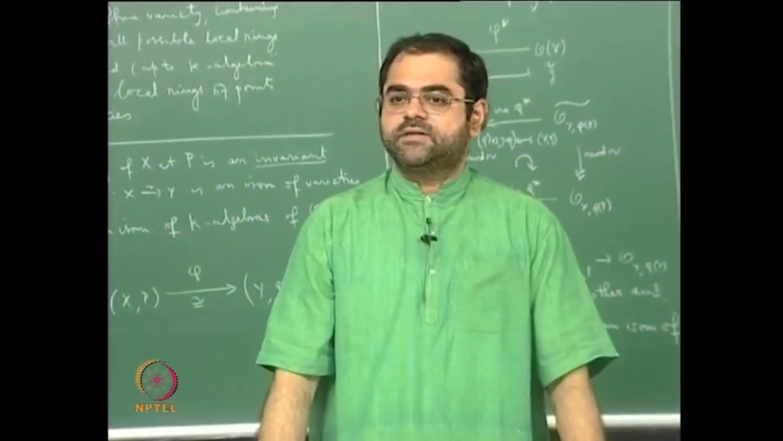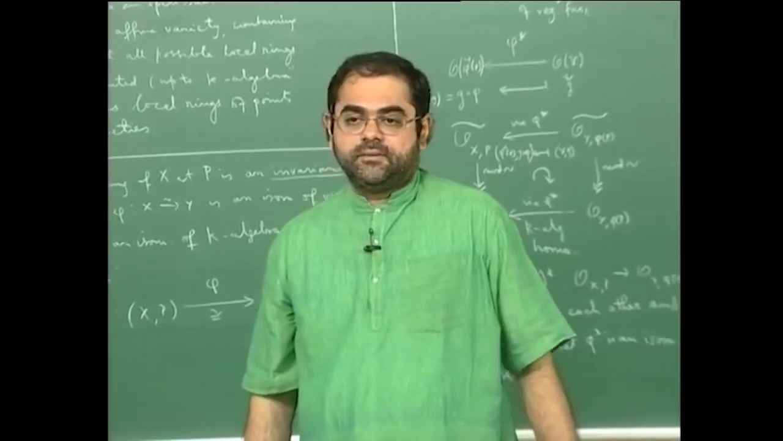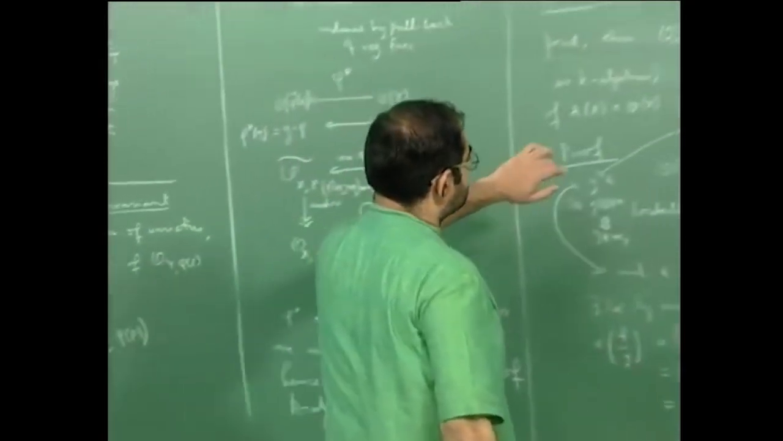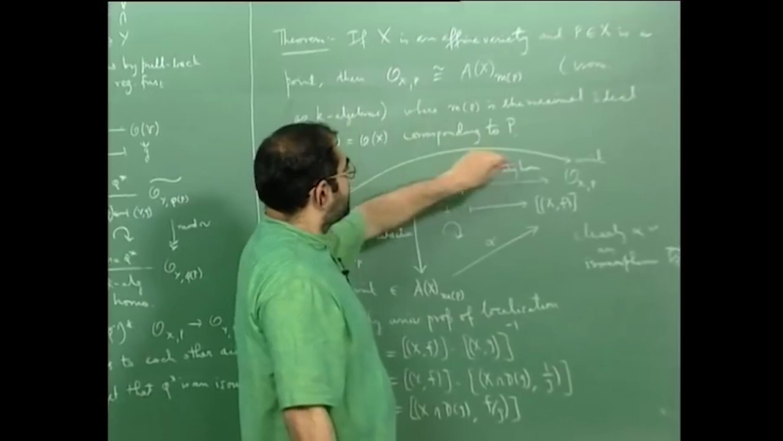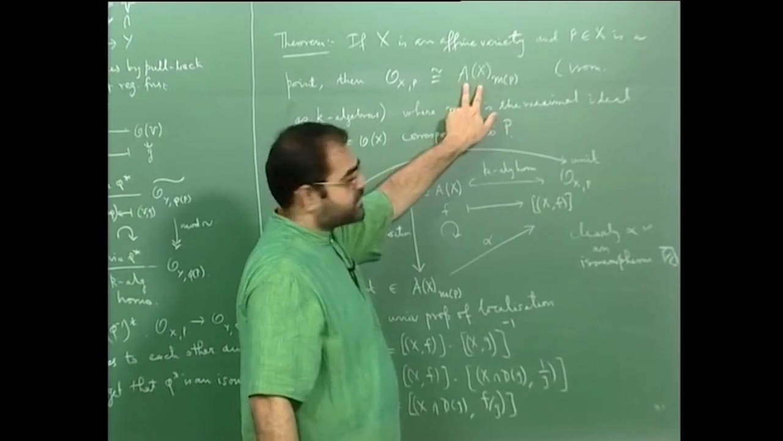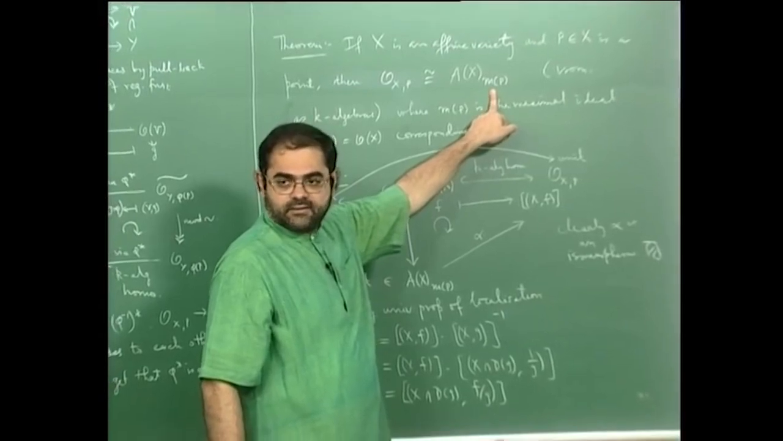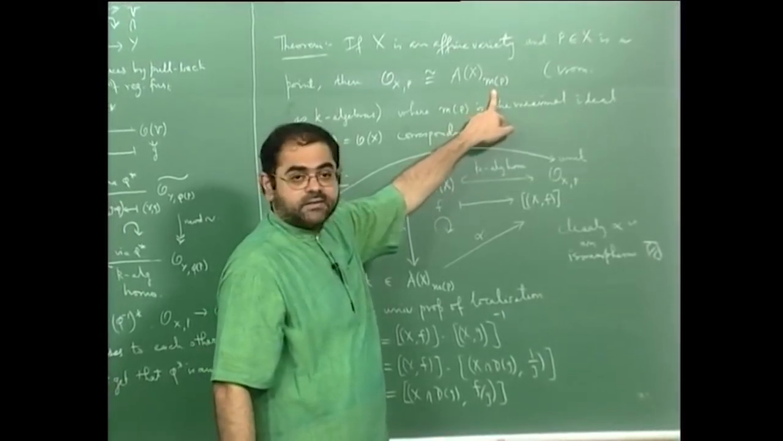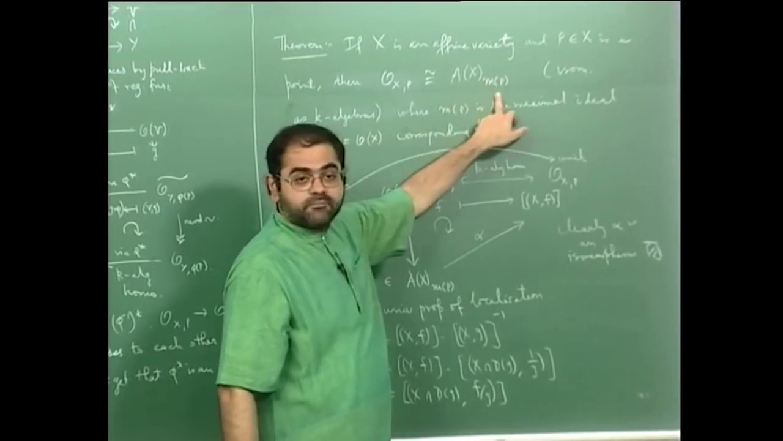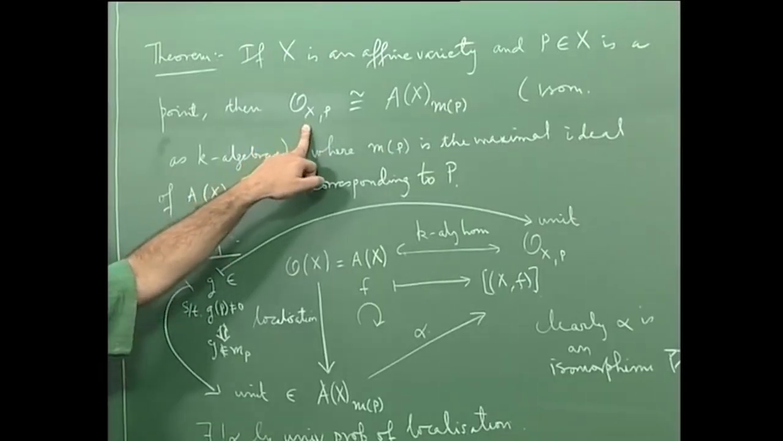So, what we saw in the previous lecture was how to calculate the local ring of an affine variety at a point. The result was that if X is an affine variety and P is a point of X, then the local ring of X at P is given by taking the localization of the affine coordinate ring A_X at the maximal ideal M_P. You localize A_X with respect to M_P, and the local ring that you get can be identified canonically with the local ring of X at P.